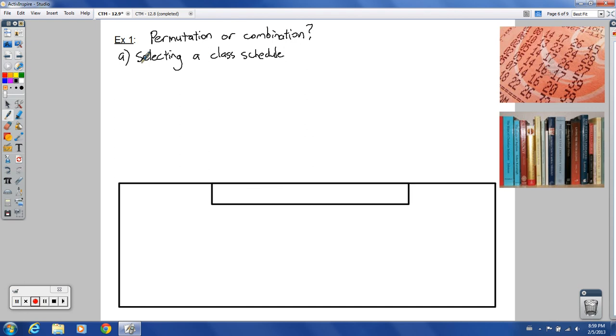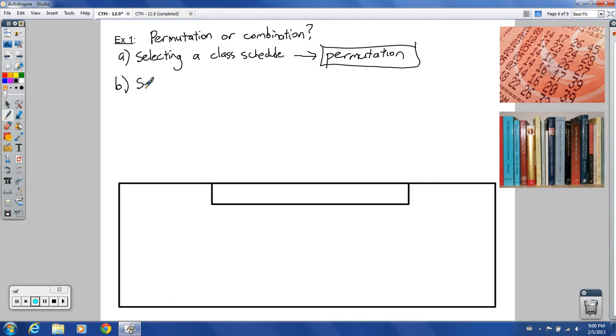Would order make a difference when you're selecting a class schedule? I would argue yes, because if you had geometry first period and biology second period, that's going to be a different schedule than biology first period and geometry second period. Yeah, you're having the same classes, but your schedule is different. You're going to different places at different times. So I would say on this one, order matters. Therefore, I would say permutation. So if order matters, it's a permutation. If order doesn't make a difference, it's a combination.